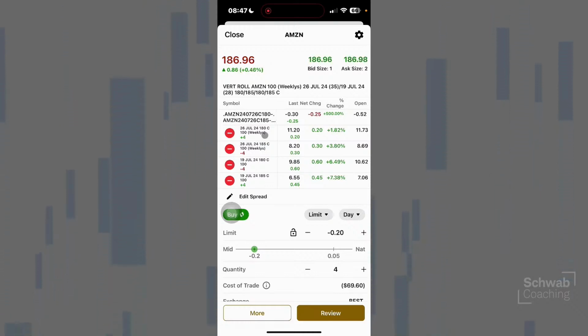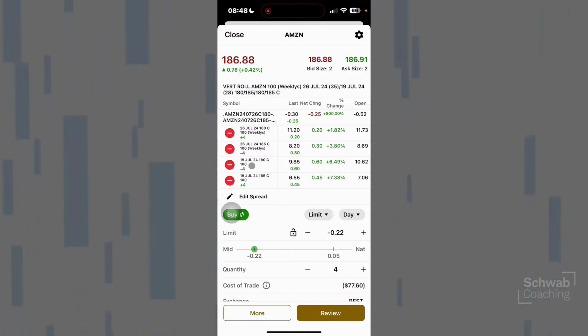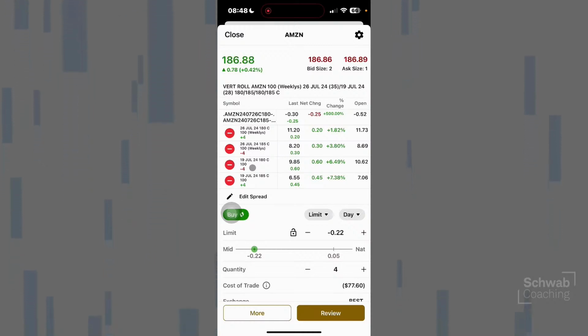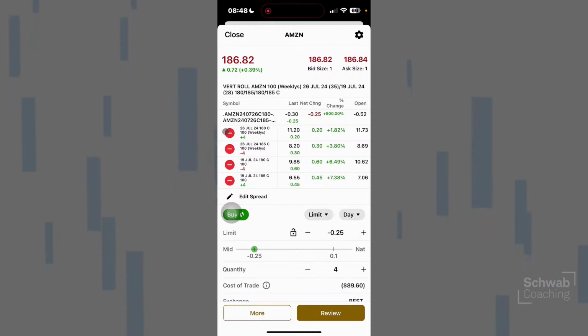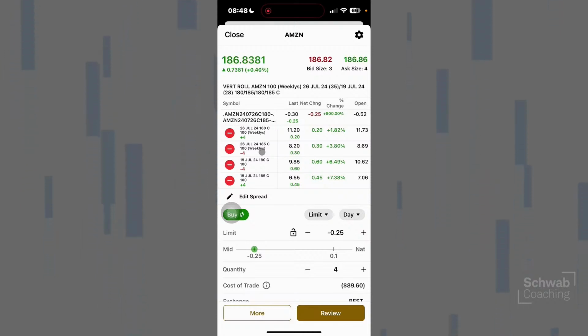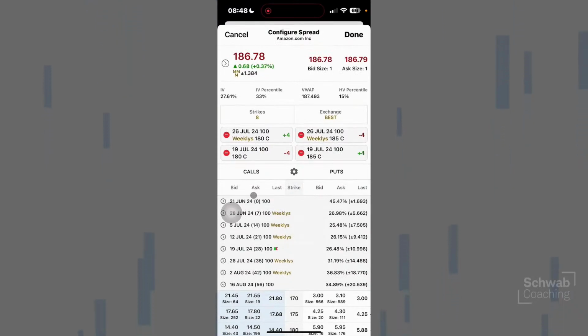I don't want the weeklies. I was thinking more about going from July to August. How do we do that? The rows 3 and 4 are our positions. These two top rows are new positions. So if I go to where it says edit spread, how could I do that?